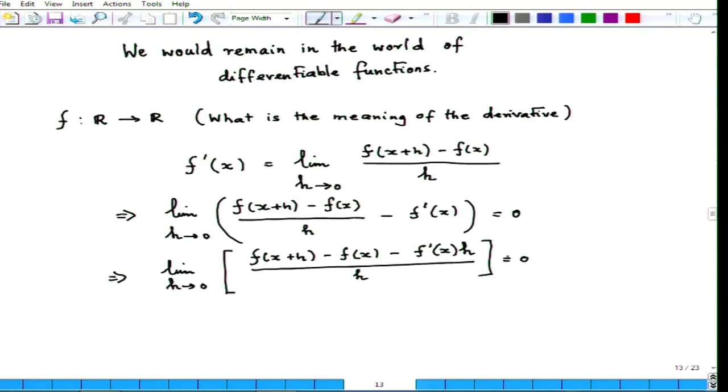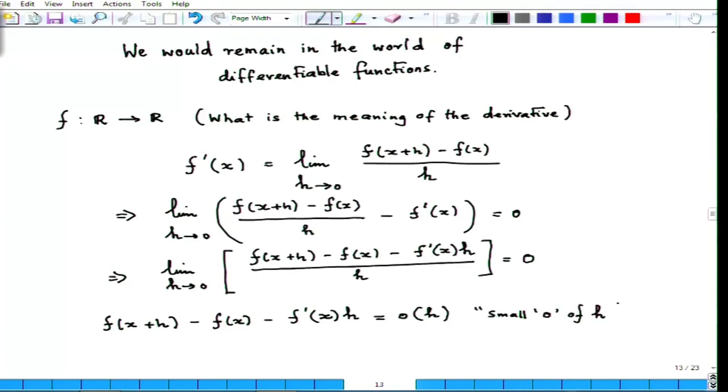That is pretty interesting. So what you have is, because x is fixed, the top quantity here is a function of h. So I have a function of h, which I am dividing by h, and as h goes to 0, I am getting 0. Then this quantity on the top is called the small o of h, or the small order of h. So this quantity on the top is defined as follows.